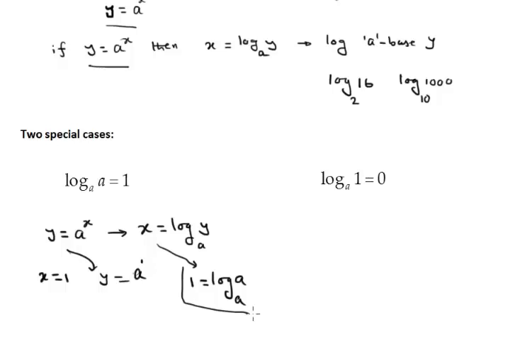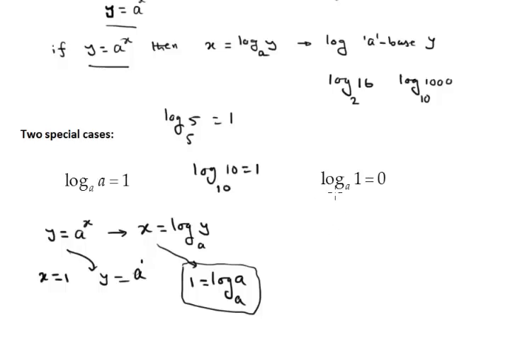So 1 equals log a base a. That means if the base and value are the same, then the log function will give 1. So for example, log 5 base 5 will give 1. Similarly, log 10 base 10 will give 1, and so on.